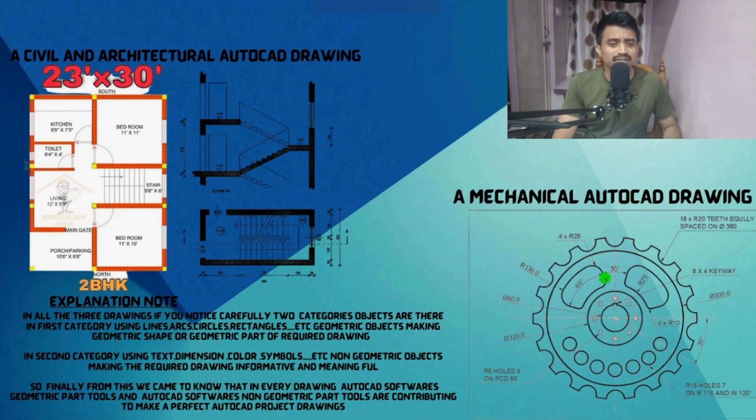If you watch this drawing, are arcs and circles being used or not? Here, are lines and rectangles being used or not? Those are all geometric objects, and that goes into geometrical AutoCAD. If AutoCAD tools are being handled only to make a geometric shape, sketch related, then such tools which help make only a geometrical shape in AutoCAD, that AutoCAD is called geometrical AutoCAD.